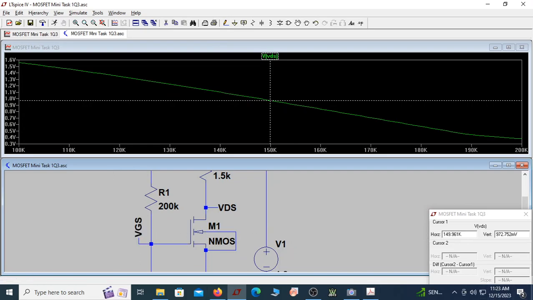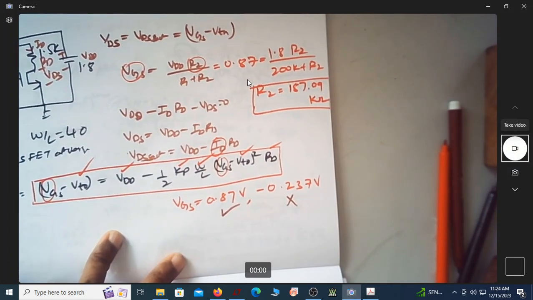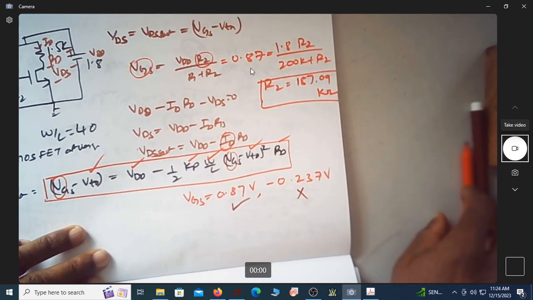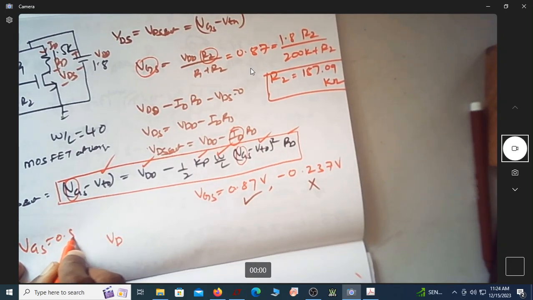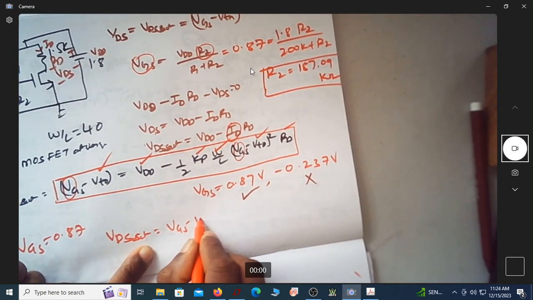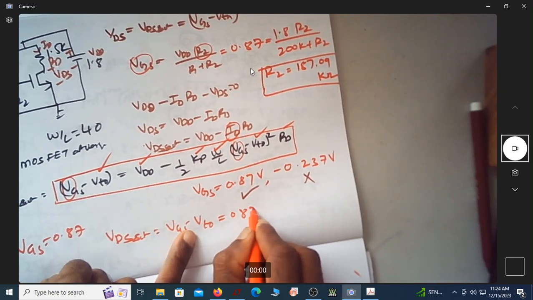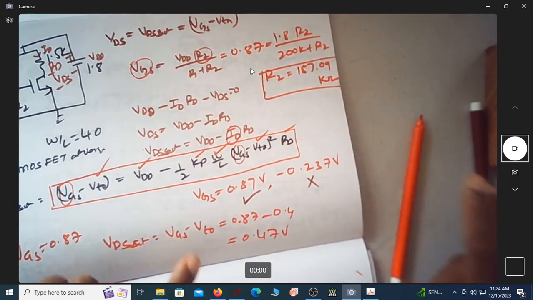Now we know that, suppose you just come back here, because in this I am unable to make out what is the value of VDS at saturation. Of course, what is the value of VGS here? It is 0.87. So what is VDS sat now? VGS is 0.87. Then what is VDS sat? Are you now looking at VGS minus VTO, which is 0.87 minus 0.4? Are you looking at 0.47 volt?